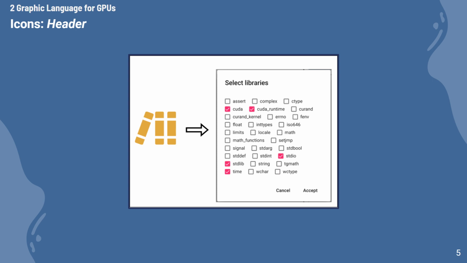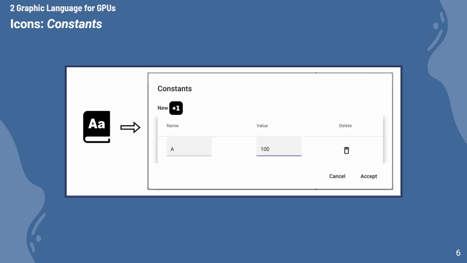Each icon has a set of properties that can be accessed and modified by clicking on it. The first one is the header icon, which allows selecting libraries containing subroutines to perform input and output operations, mathematical calculations, date and time formatting, among others. The constant icon allows setting fixed values that will be used in different parts of the program and will not change throughout its execution. The programmer must assign an identifier and a value to each constant.